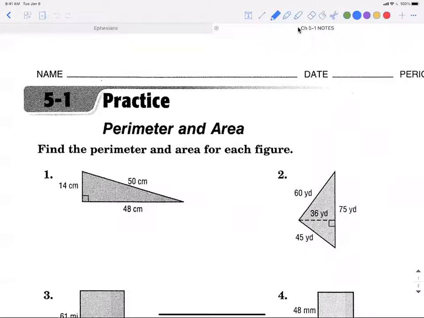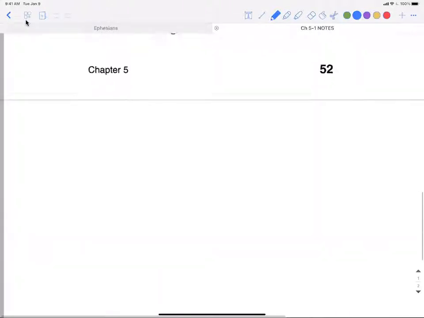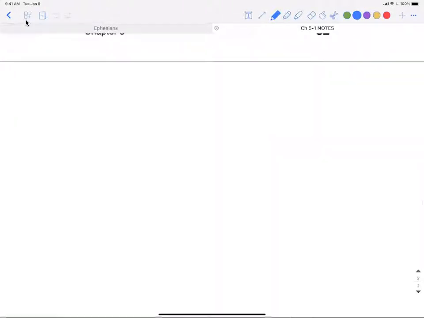All right, chapter 5-1, we will be starting in on perimeter and area. And so go ahead and in your notes, if you're at home, put your title there, 5-1 perimeter and area. And we are going to go over some formulas that you will need for this. So the first one we're going to talk about is perimeter.